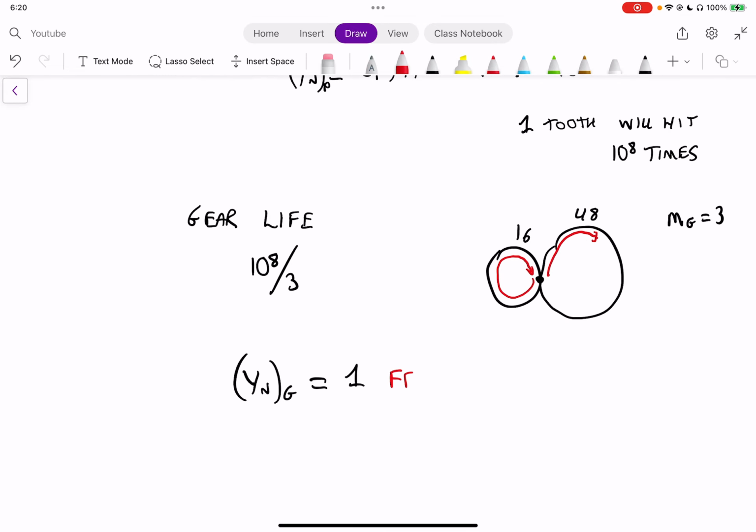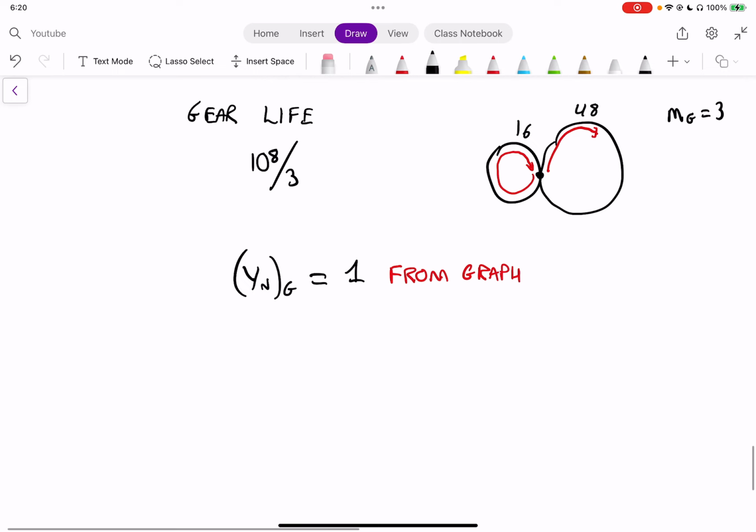So we're going to keep it at 1. So we can say it's 1 from the graph, or we can say that YNG, which is a value we're actually going to use in our calculations, from the equation would be 0.996, so very close to 1. Okay, so we solved for YN, so we're good to go on the YN side.